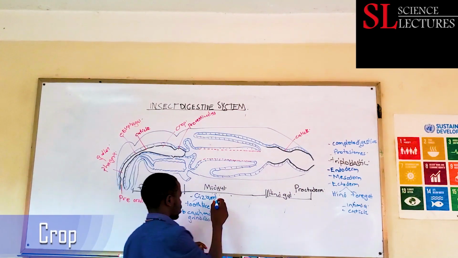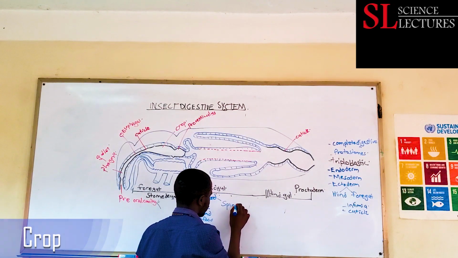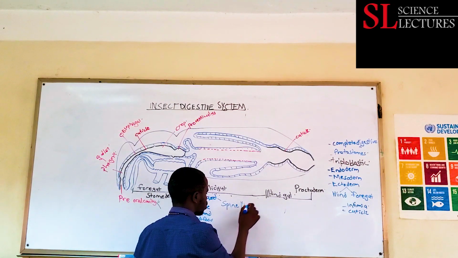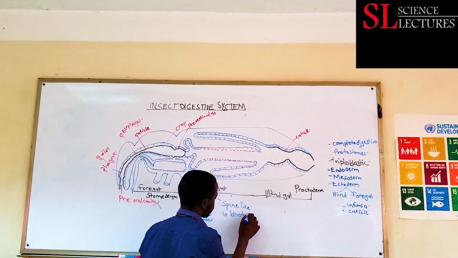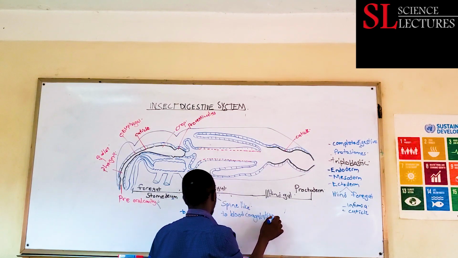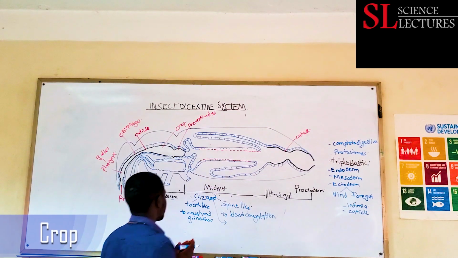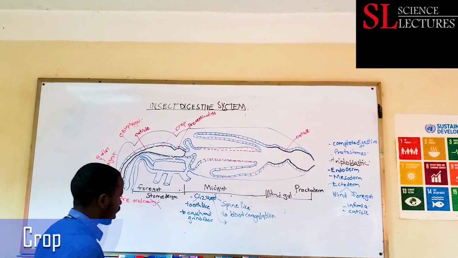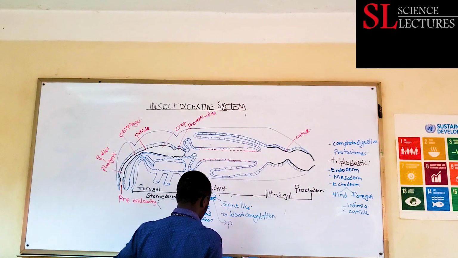Then in fleas, it is spine-like. See? Spine-like. Why is it spine-like? To break down the blood coagulations. Fleas feed on blood, so the blood tends to clot. So the spine-like gizzard breaks down that coagulation. Then in honeybees, it is modified to form a plate-like structure.